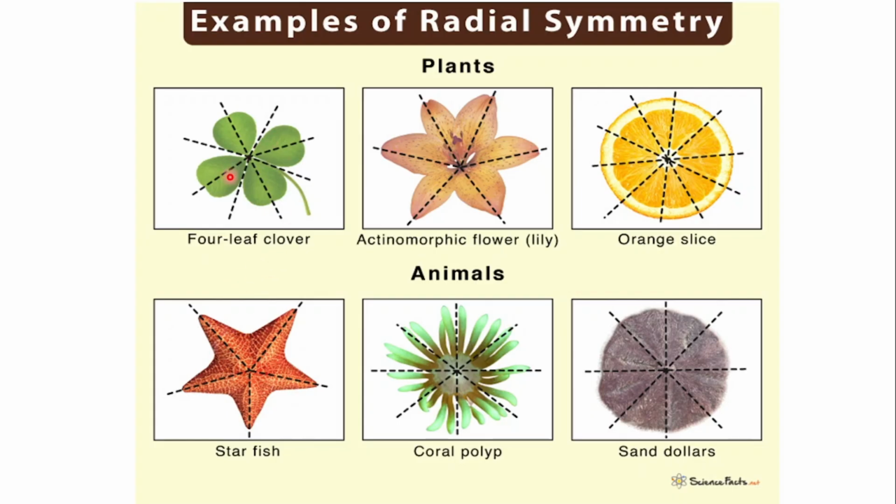So this is an example of radial symmetry. Here's another example of radial symmetry. So we could find it in plants. All right. We can also find it in animals. Remember, for radial symmetry, it's a body arrangement in which an animal can be divided into equal halves by several planes passing through a central axis. So we could find it in plants, right? We can also find it in animals as well, like the starfish, the coral polyp, and the sand dollar.